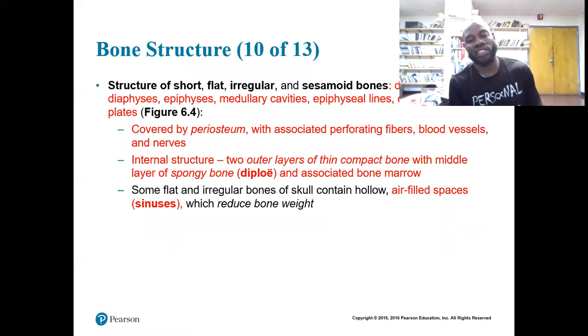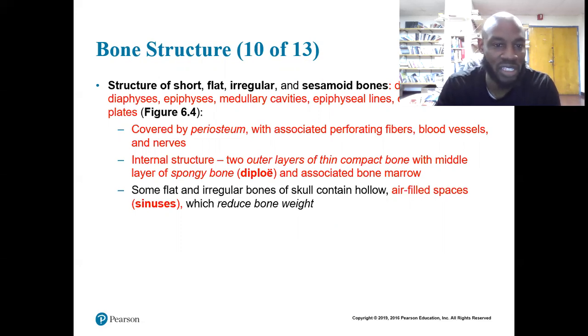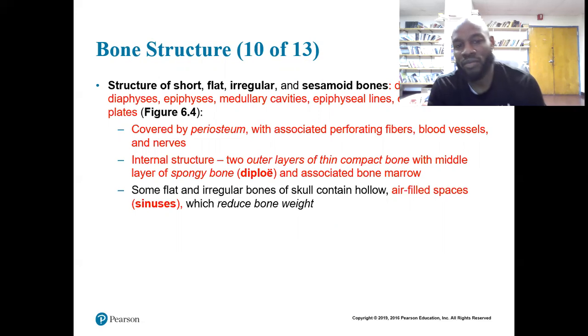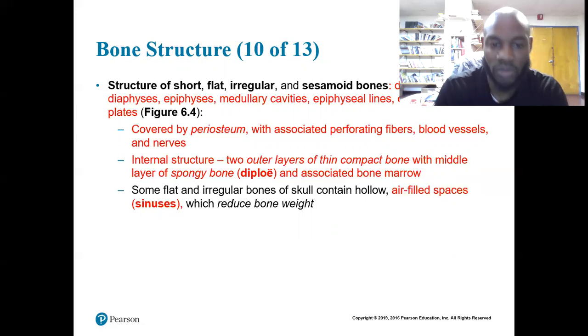In comparison, short, flat, irregular, and sesamoid bones do not have diaphysis, epiphyses, medullary cavities, epiphyseal lines, or epiphyseal plates. They are covered by the periosteum. Remember, they need this blood supply and the nerves, right? That's where the periosteum, they have the Sharpey's fibers, the perforating fibers, and blood vessels and nerves. They tend to have the internal structure of compact bone on the outside, and if you go deeper, we have the spongy bone.